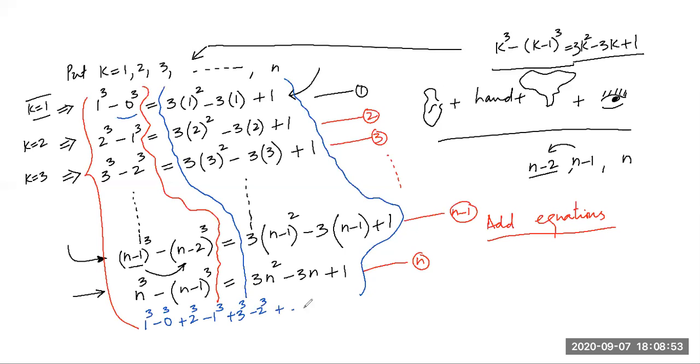Plus, so n minus 1. Minus 2 cube. And do you see that this term also will be cancelled by the previous term? Plus n cube. Minus n minus 1 cube. Oh, that's beautiful. See, Ishma, what will be on the right side?